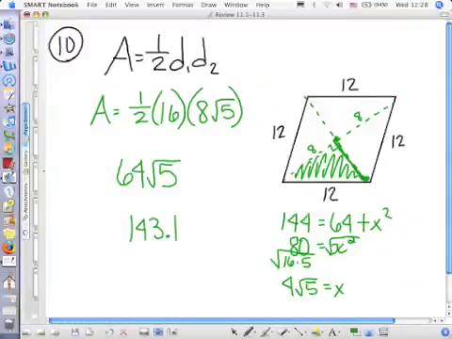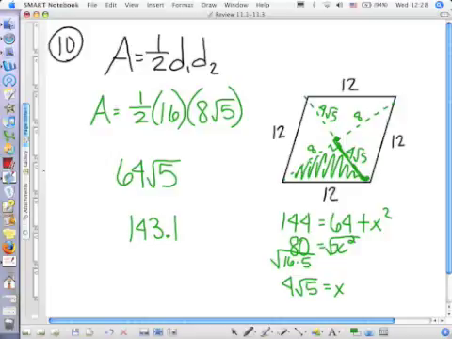Like 8 square roots of 5. What do you mean? Wouldn't it be? No, I just multiplied this by 2. By 2, okay. Because this is 4 square roots of 5, and this is 4 square roots of 5. Never mind. Just kidding.